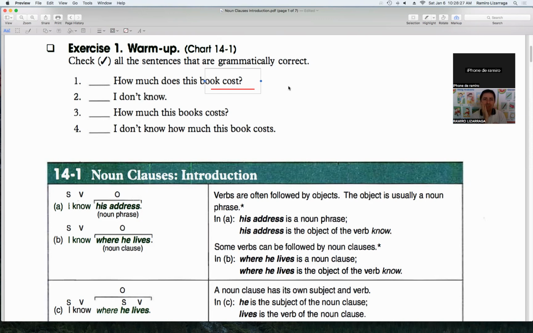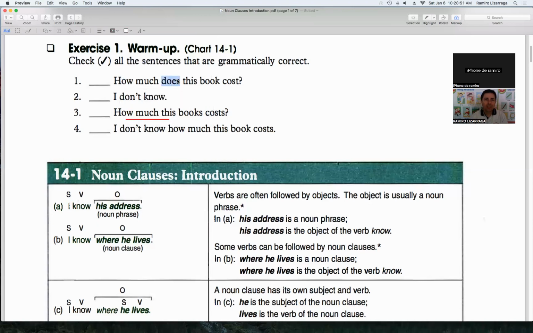It's an answer. It is correct. But how about number 3? How much these books cost? Is this correct? What is the difference between number 1 and number 2? What is the difference? Take a look.